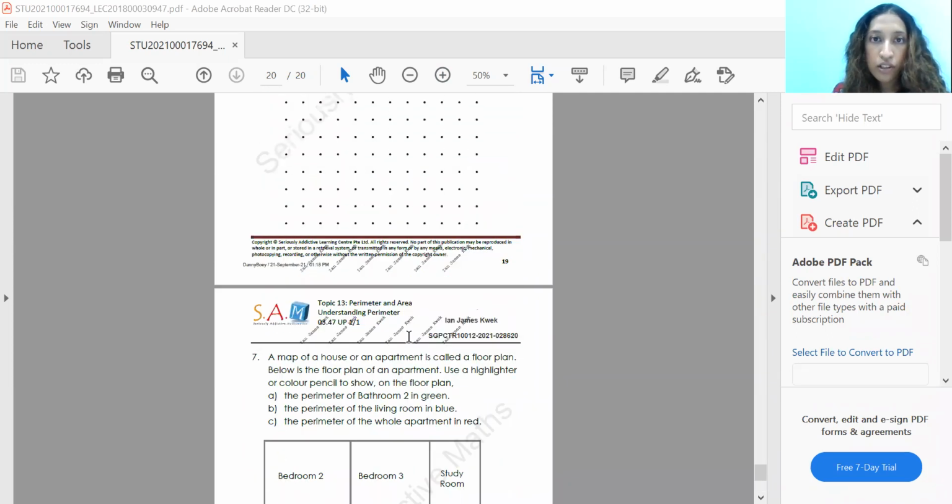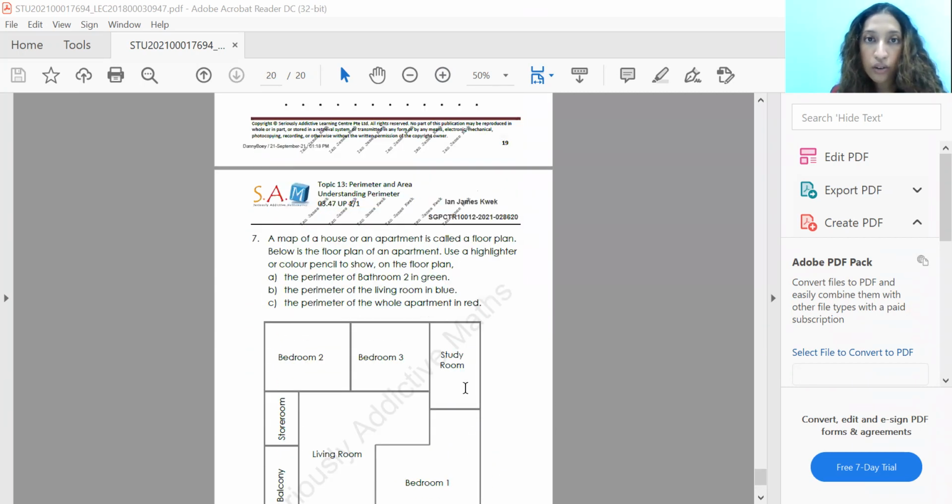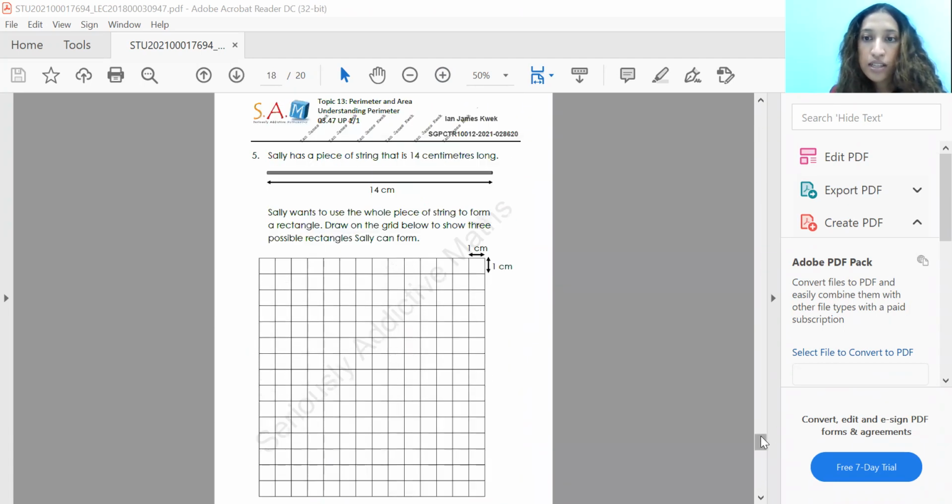All right, so that would be it for today's lesson: identifying perpendicular and parallel lines and also an introduction to perimeter and area. Perimeter first, area would be next. All right, so that's it for today.